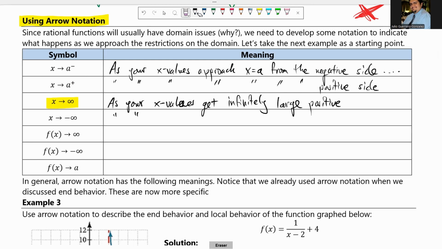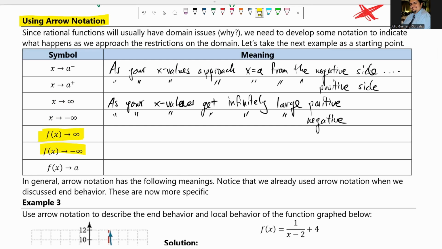Okay, same thing for the other one. Let me highlight the next one down. Do you guys see how this is working? This one gets infinitely large, but it is negative. So notice between these two, they're both getting infinitely large, but the difference is one of them is going toward the positive large numbers and the other is going toward the negative large numbers. Okay, next two.